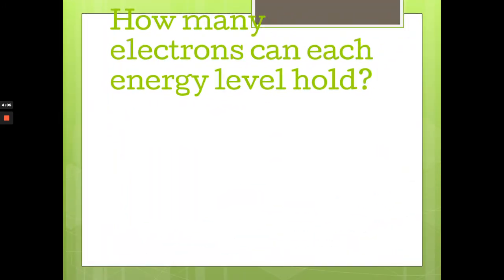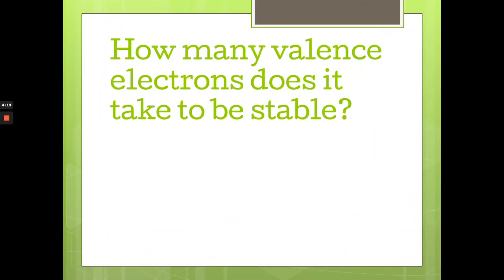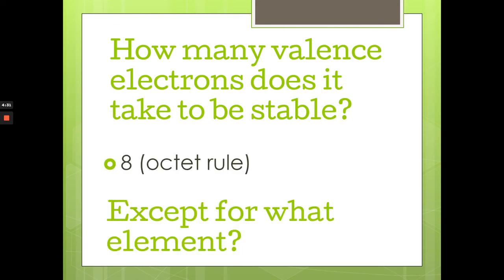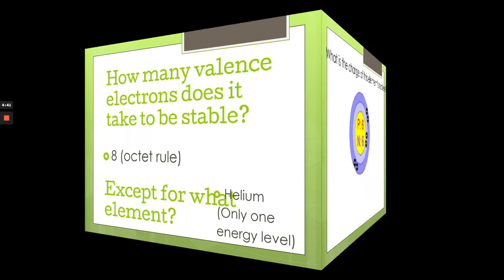How many electrons can each energy level hold? Your rule is 2-8-8. So in the first energy level, there will be 2. In the second energy level, there will be 8. The third will be 8, and so on. How many valence electrons does it take to be stable? You want 8 valence electrons to become stable, unless you are helium, which only has 2 and is stable. Okay, octet rule is just the fact of having 8. What element is helium? It only has 1 energy level, so its first level is full with 2.